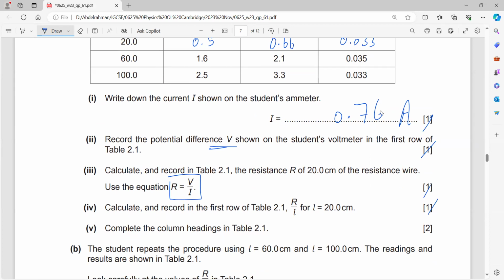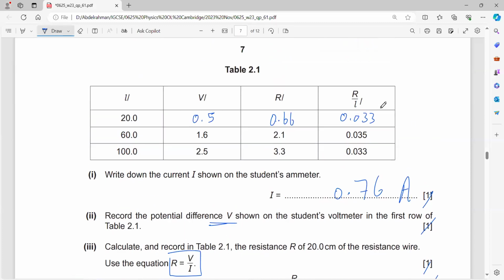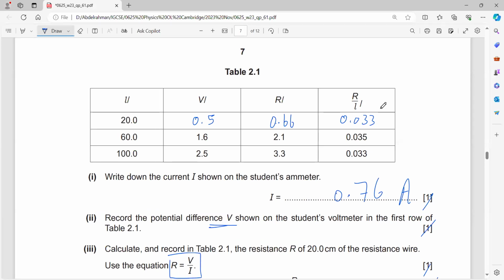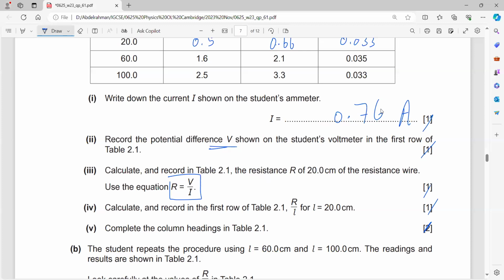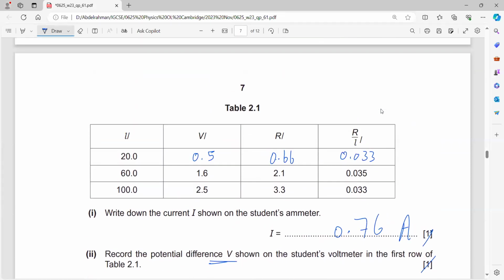And I will take even 2 more marks now just to complete the column headings. Column headings here: length is in, was it millimeters or centimeters? I don't know, guys. It's written down 20 what? Centimeters. Okay, so L is in centimeters. V, voltage, I know. R, I know, ohms. R over L, that's something new. It's okay, guys. R over L: R is ohms and L is centimeters.